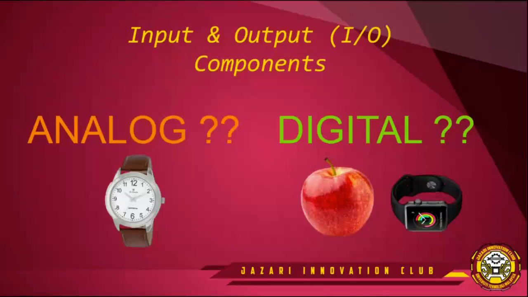Okay, so another type of analog is motor power. Okay, you are just giving the motor the power from 0 to 255. Okay, that is analog. Okay, next is digital.